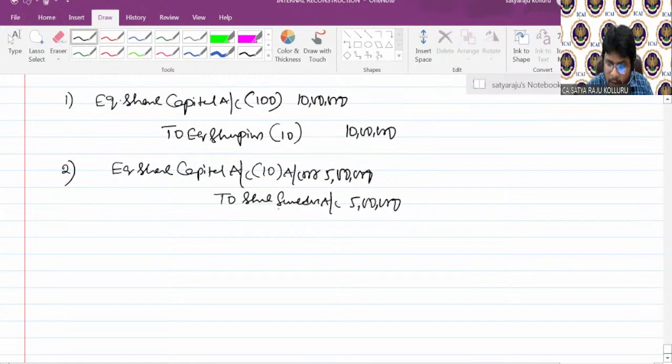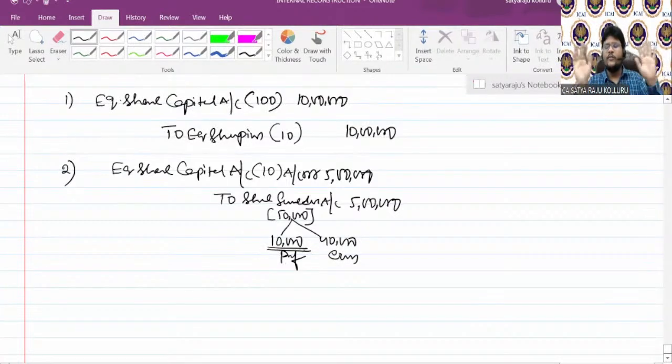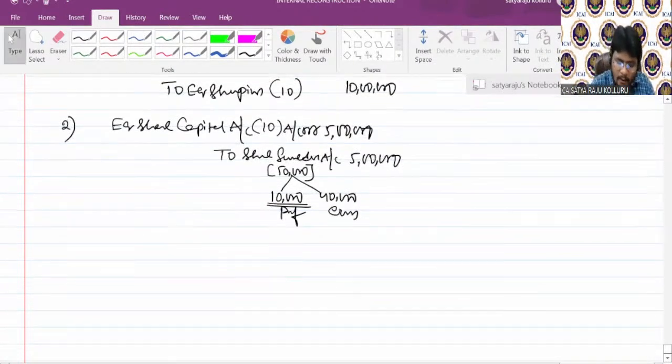Now he told that out of these 50,000 shares surrendered, 10,000 are converted into preference shares. The remaining 40,000 just continue as equity shares. For that conversion of preference shares, no need to pass any entry. The next issue he has given is the claims of the debenture holders.